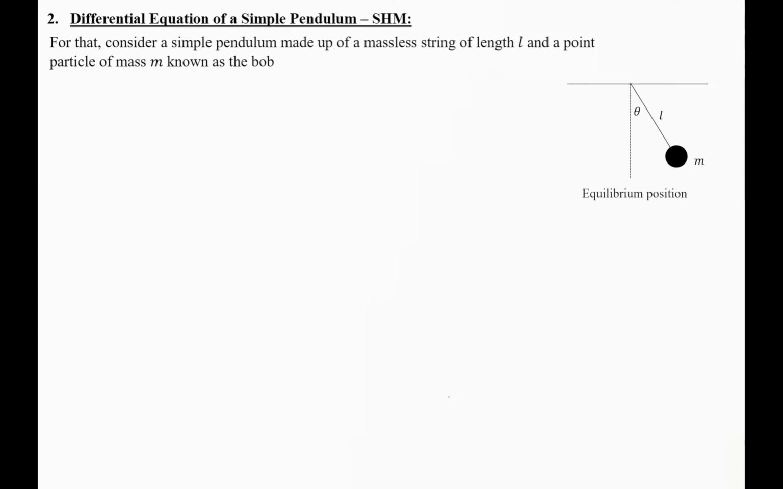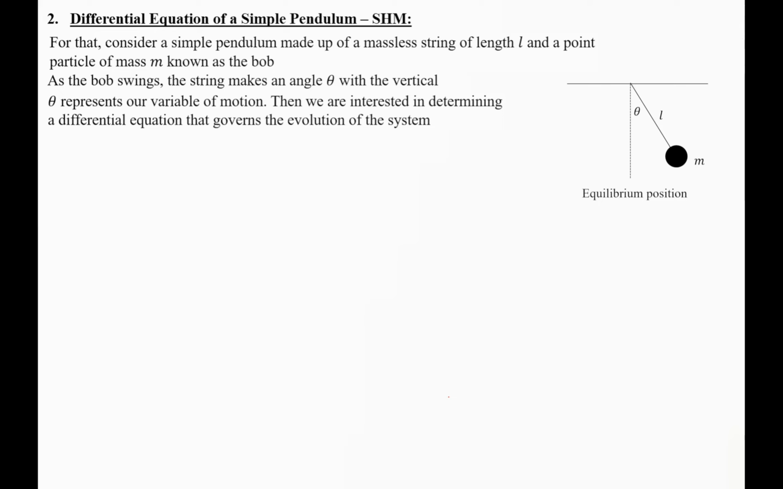For that, consider a simple pendulum made up of a massless string of length L and a point particle of mass m known as the bob. As the bob swings, the string makes an angle theta with the vertical. Theta represents our variable of motion. Then we're interested in determining the differential equation that governs the evolution of the system for theta.